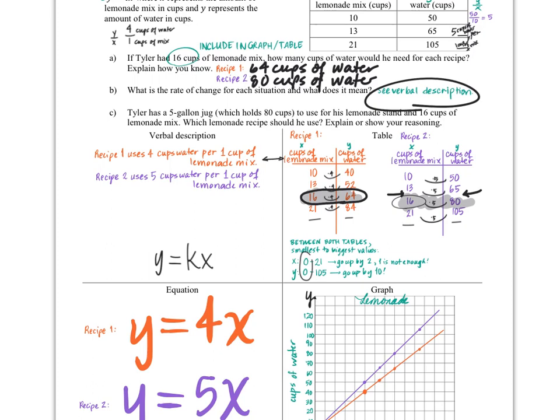So really part C, that's up to you. You could say recipe 1 because 16 cups exactly of the lemonade mix with the 64 cups of water will perfectly fill up the 80 cups, which is in the 5 gallons. Or you could say recipe 2 works because you can have leftover lemonade mix to then use more for your sales. And that concludes task number 3.